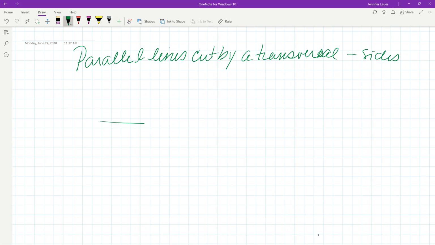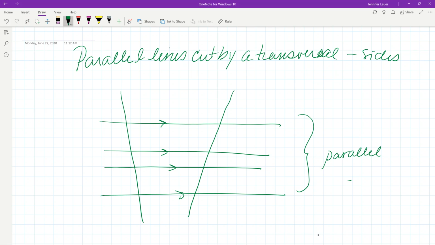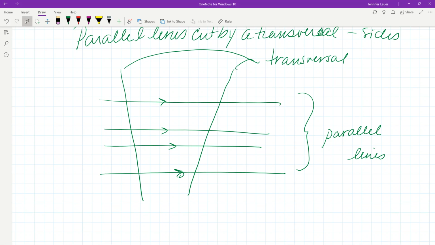So first of all, again, if you're wondering what I mean by parallel lines, anytime you see this kind of thing in your book, that denotes parallel lines. If you see something like this, this is what we call the transversal. You can tell because the little arrows show they're parallel. And these guys right here are called transversals. Before we talked about angles, today we're going to talk about sides.